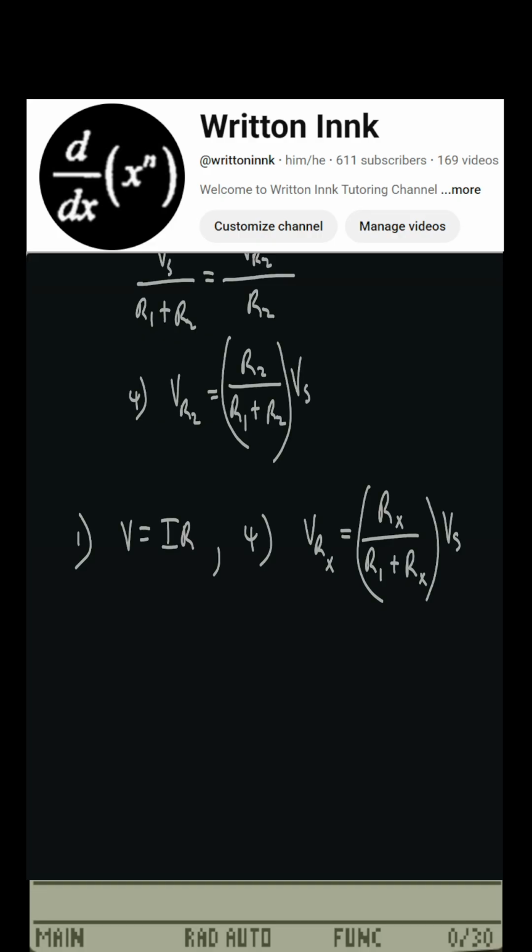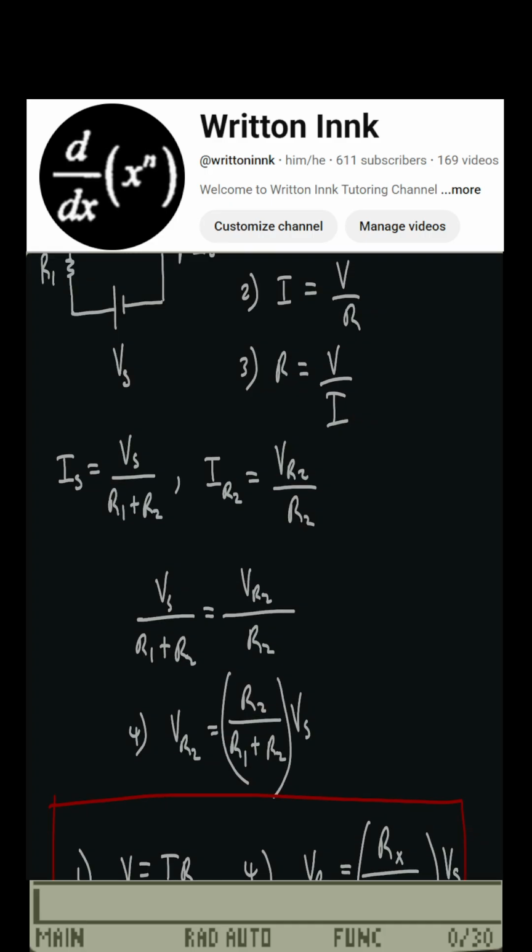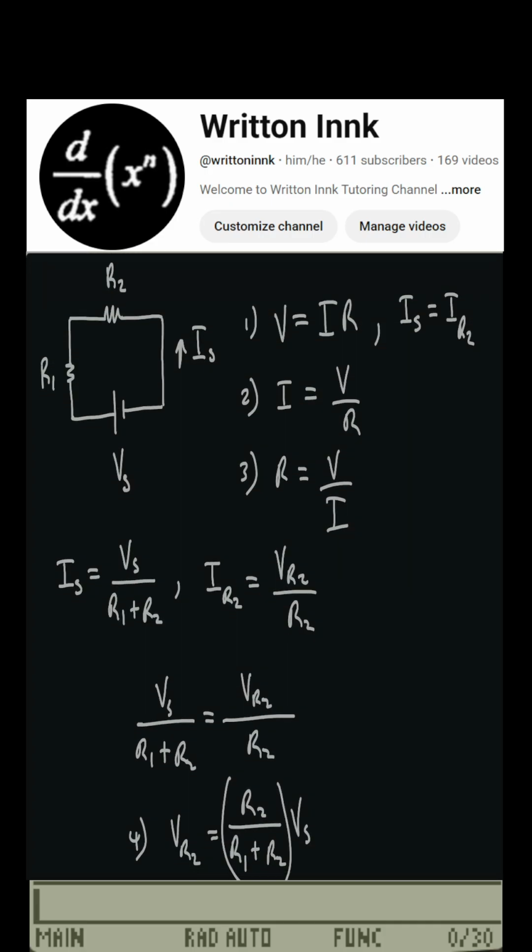So in essence, if I know the voltage across a resistor, I can know the current and I can know the resistance. From the Ohm's law equation, I then can find equation 2 and equation 3.